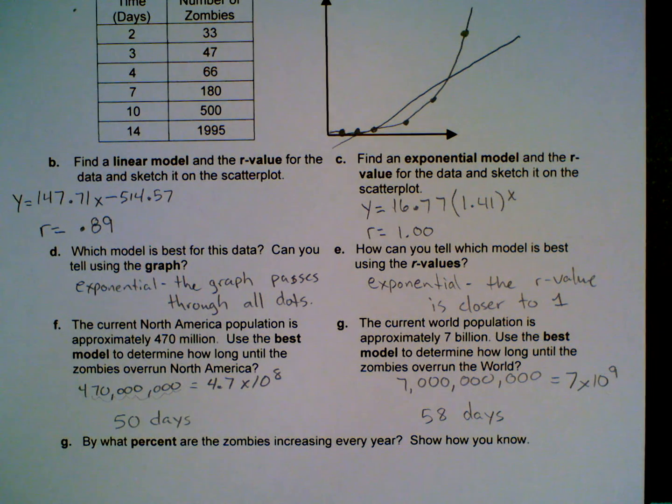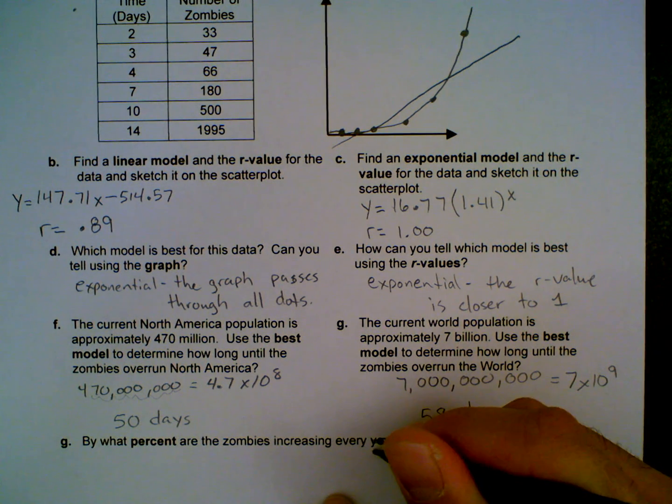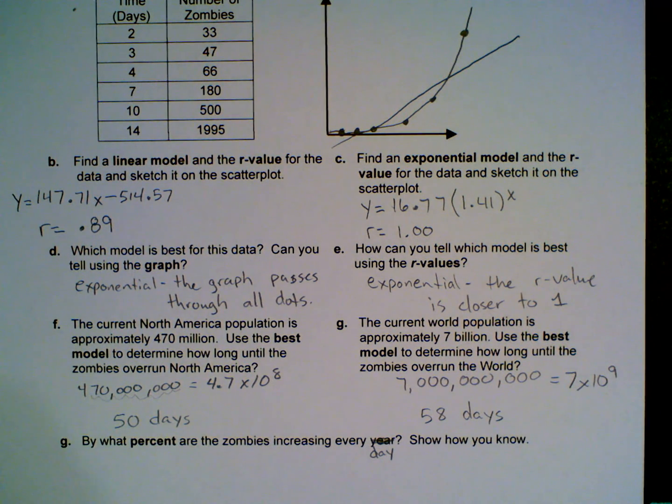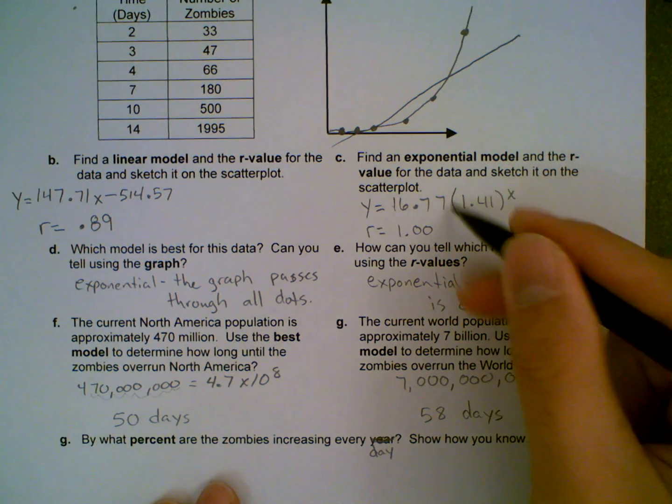All right, by what percent are the zombies increasing every year? Show how you know this. First of all, we're going to cross out this word year and write day, because we're working in days here. So we want to know by what percent are the zombies increasing every day. If you remember, we want to look at our growth ratio for this. What is our growth ratio for this equation? Our growth ratio is right here, 1.41.